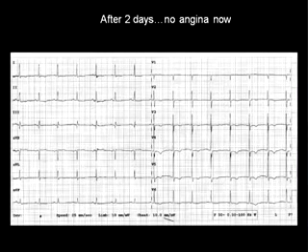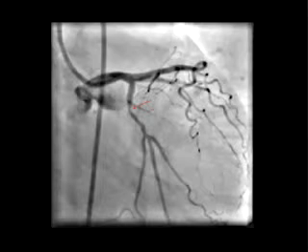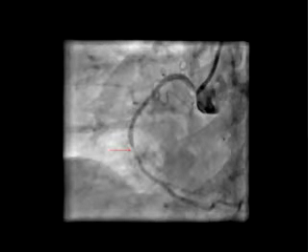This patient that I showed you, when the angina settled after 2 days, the T wave inversions disappeared, and the QT interval became completely normal. And angiographically was found to have multivessel disease in the form of a circumflex stenosis and a critical right coronary artery stenosis.